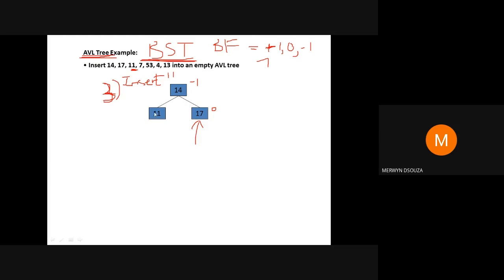So 11 is inserted on the left side. Now again, this will be your third step. You need to draw the tree again every time. Okay. Now this is your new node. This one is your new node. So calculate the balance factor for this. When you calculate the balance factor, it will be 0. Why is it 0? Because it is a leaf node. I told you already previously, we have discussed this. Leaf node balance factor is 0.